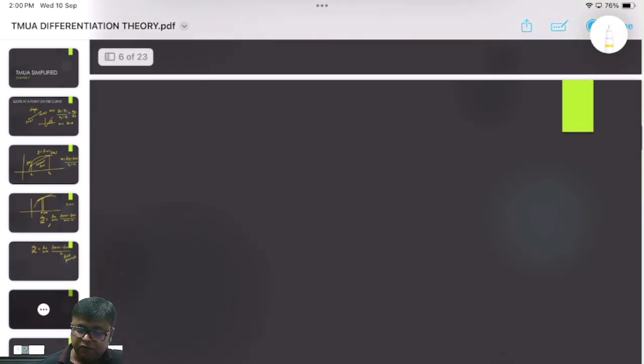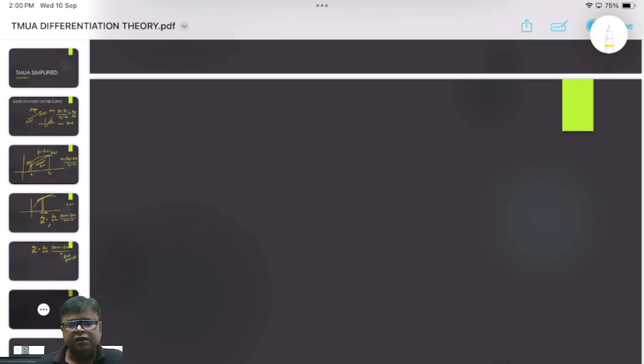So, first of all, in TMUA, only the derivatives of polynomials or rational functions are tested, not trigonometric or anything else. It is never seen for differentiation in TMUA, right? Because it follows the syllabus of first year Cambridge. So that's why.